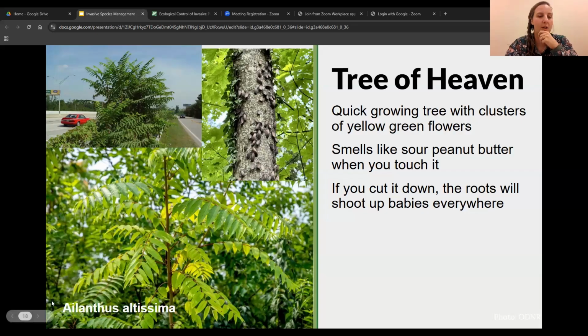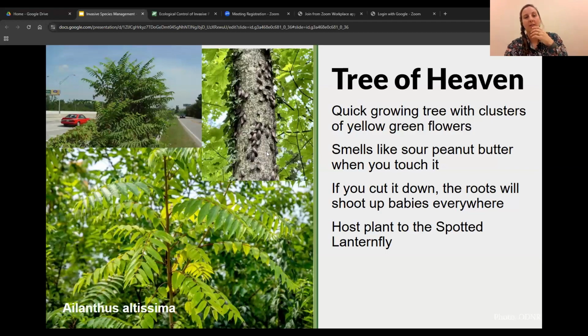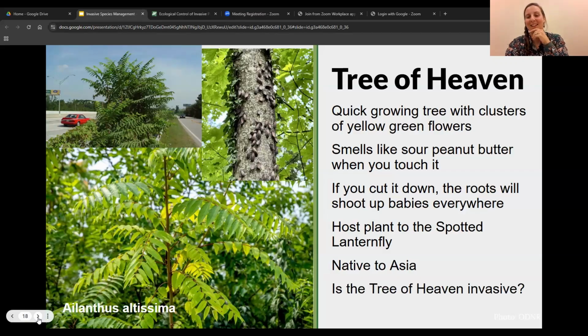So with this one, Tree of Heaven, if you cut it down, you cut it right off, babies will come up everywhere from the roots. The roots spread out pretty far, and then you have a huge problem on your hands. It is the host plant also to the spotted lanternfly, which we know is also an invasive species. So you will see them just covering the trunks and the leaves and everything of the Tree of Heaven. It's native to Asia, and I think I've already mentioned that it is definitely invasive. Yeah, we do not want this one around.